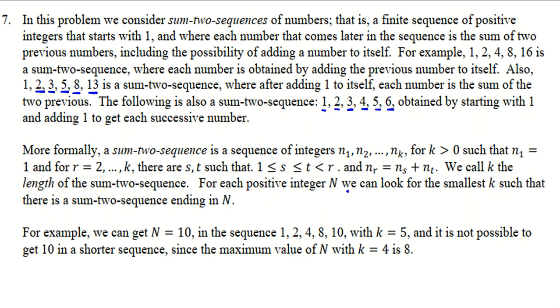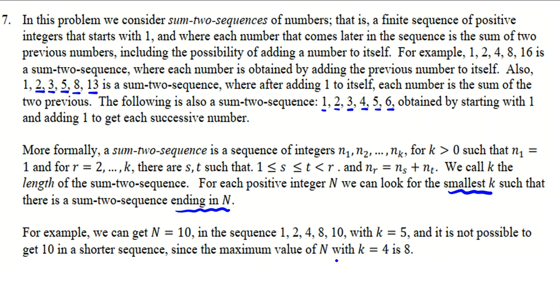For each positive integer n, we can look for the smallest k, which is important, such that there is a sum 2 sequence ending in n. For example, we can get n equals 10 in the sequence 1, 2, 4, 8, 10 with k equals 5, and it is not possible to get 10 in a shorter sequence. So the minimum length is 1, 2, 3, 4, 5.